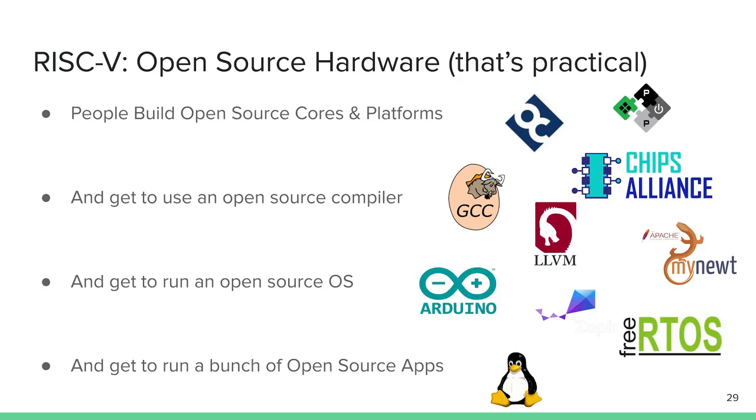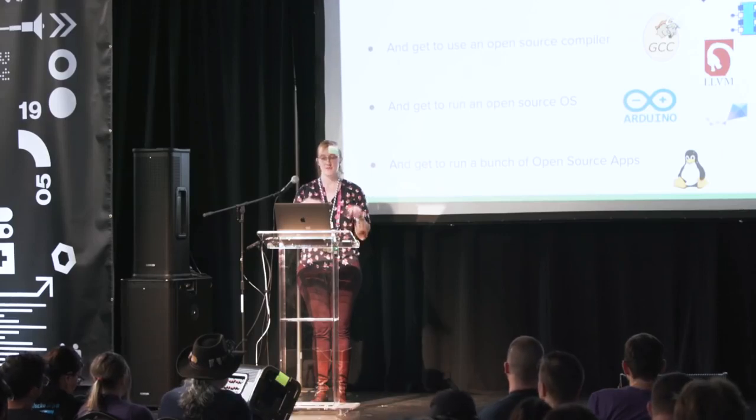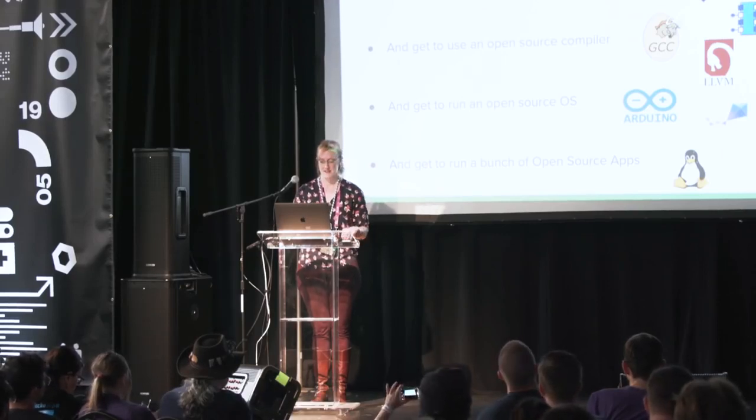But I think RISC-V does give you the ability to build open source hardware that's practical. Now people can build open source cores and platforms. Again, the badge FPGA core that's on here is open source, and it's one of many, many open source RISC-V cores you can find, written in lots of different languages. Then you can build a platform around that, like how do I blink LEDs once I have this RISC-V core. You can use open source compilers, run open source OSs, and run a bunch of open source apps on top of those OSs.